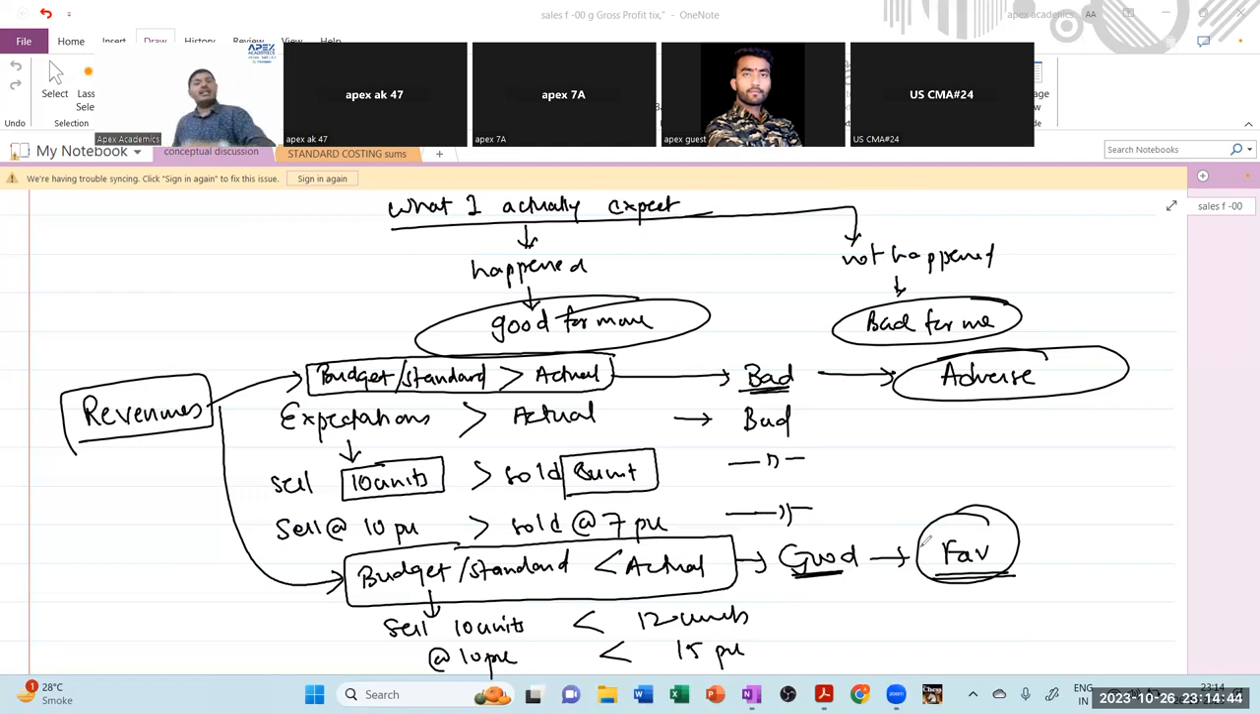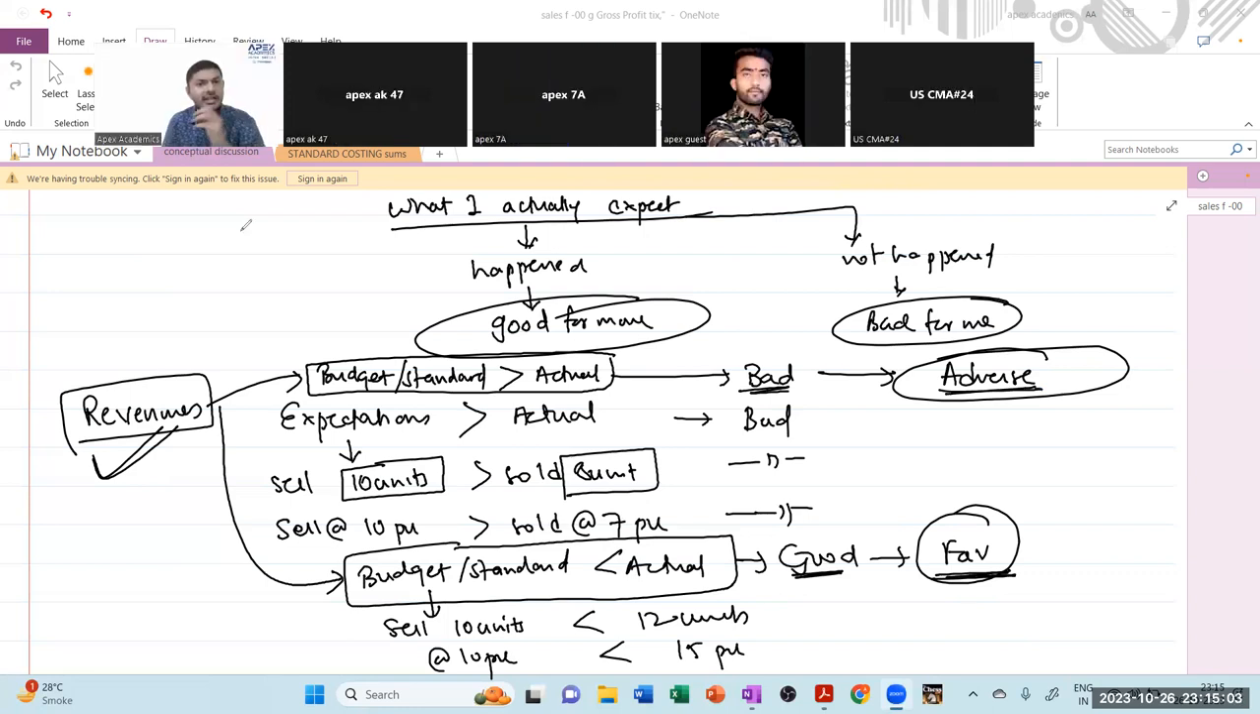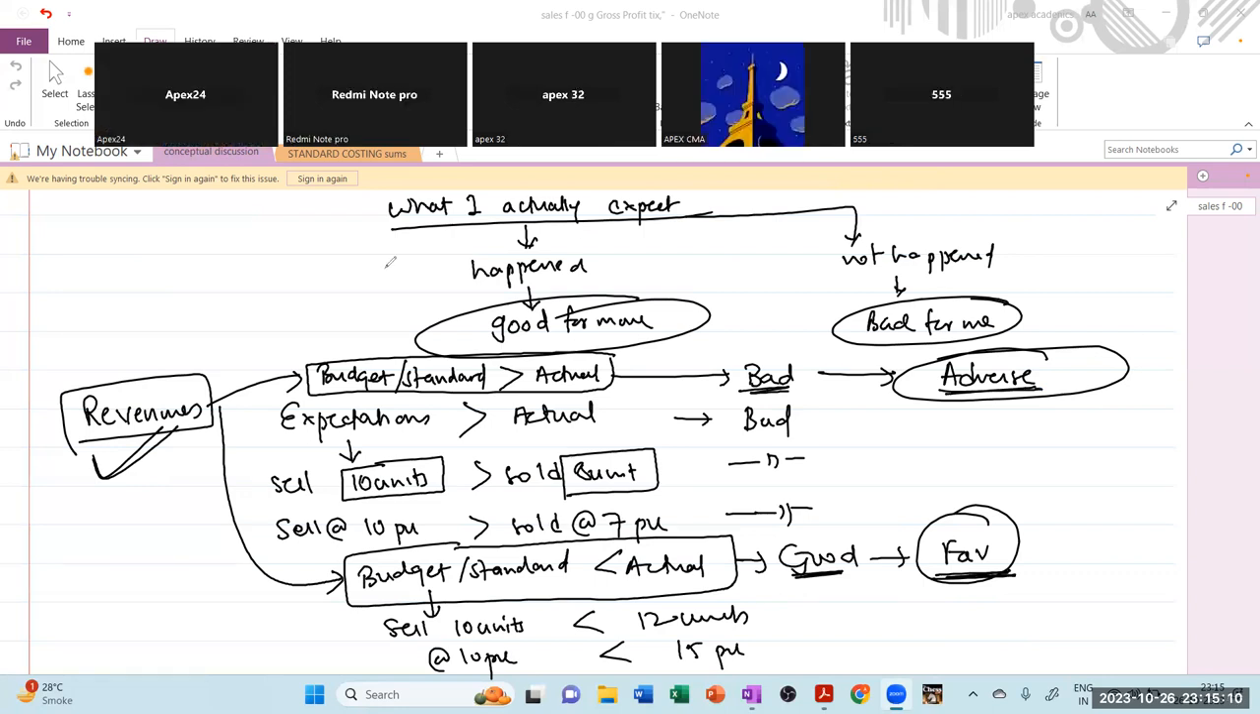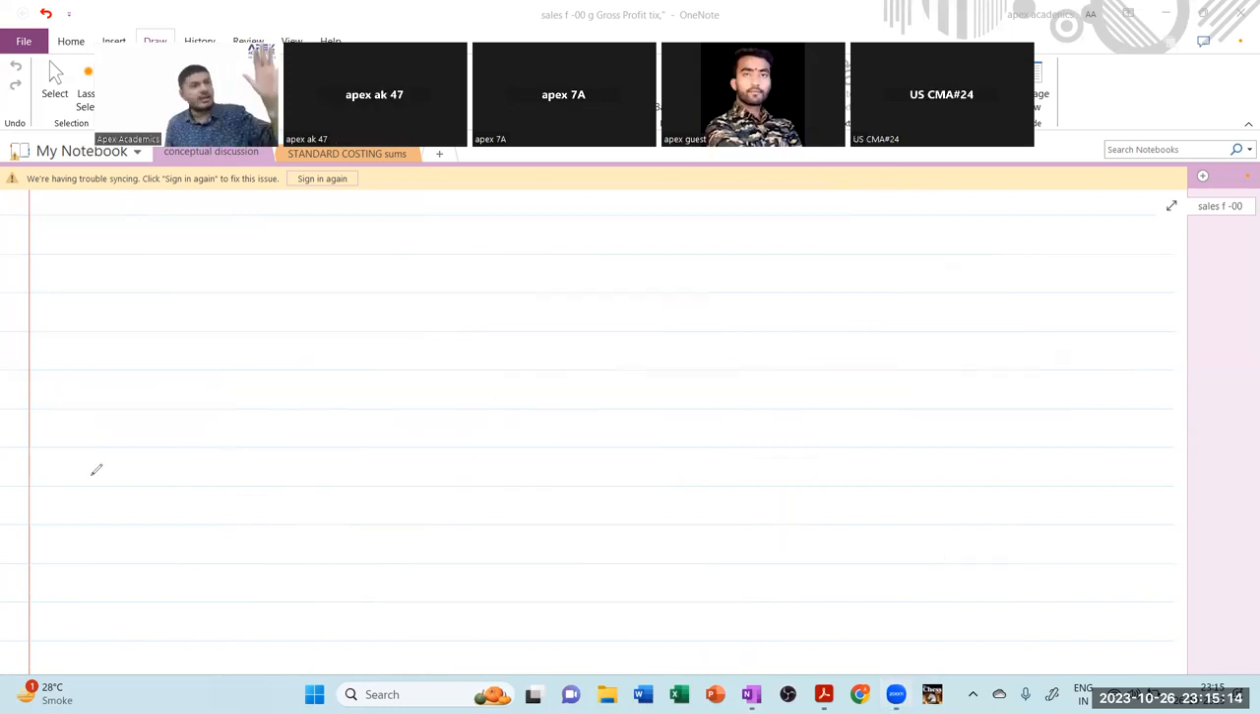Have we understood this particular concept of adverse and favorable for the area of revenues? If yes, please give me a thumbs up. Have we understood this? Everybody, you understanding this concept? I hope so. I'm getting responses from a few. The rest, if you already know it, it's like a revision to you. If you have understood, please do let me know. If not, please unmute and speak up.